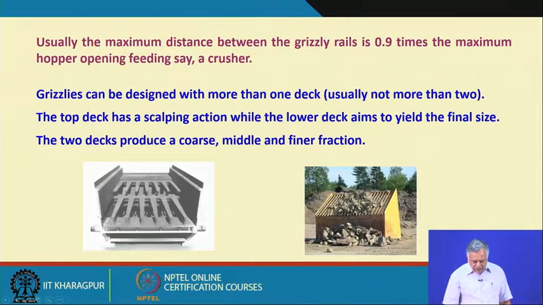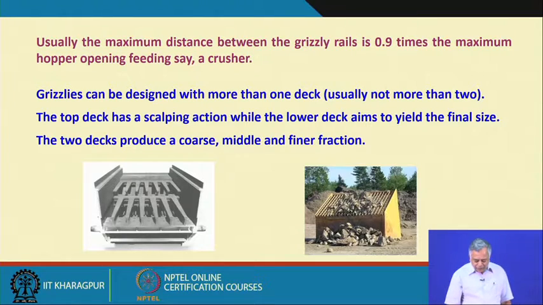This is another type of Grizzly screen, where material is poured from the top by some other means, and then the oversized material is taken out like this. So they are free-falling, free-flowing materials, but you see that some material is getting stable on the surface of the screen.